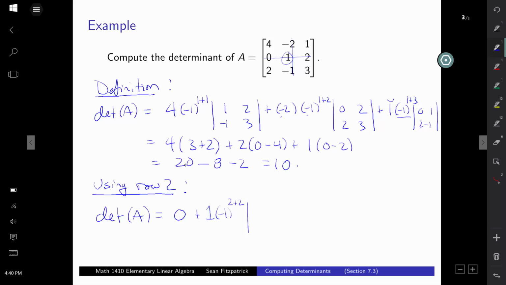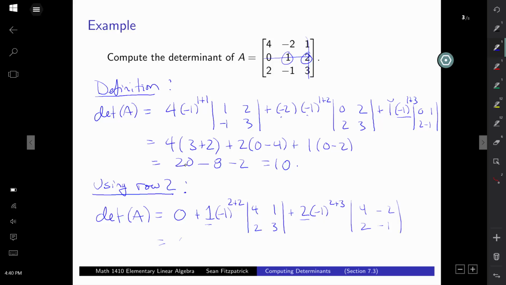Okay, so if I delete row 2, column 2, 4, 1, 2, 3. Okay, and then I get 2 times minus 1 to the 2 plus 3, right? That 2 is this 2 here. And now I'm going to delete row 2, column 3. Notice that you delete the row and column containing these numbers, right? It's 1 times the minor when I delete the row and column containing that entry. 2 times the minor when I delete the row and column containing the 2. So when I do that, I've got 4 minus 2, 2 minus 1.